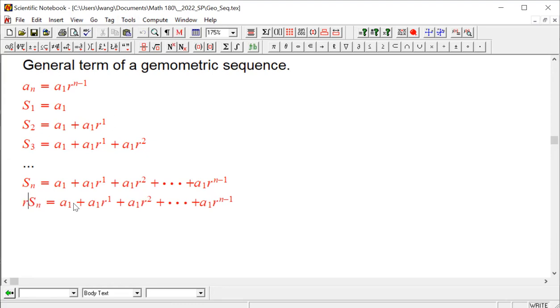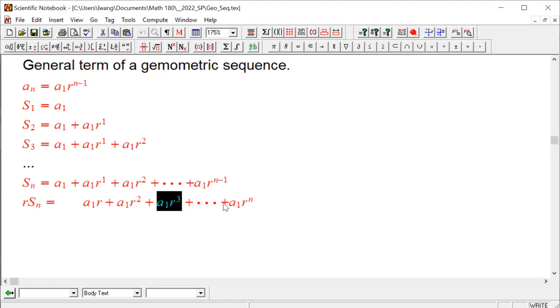So everything is multiplied by r. This piece multiplied by r becomes r squared. This piece multiplied by r becomes r to the power 3. And this piece multiplied by r becomes r to the power of n. And what we do here is line these up.